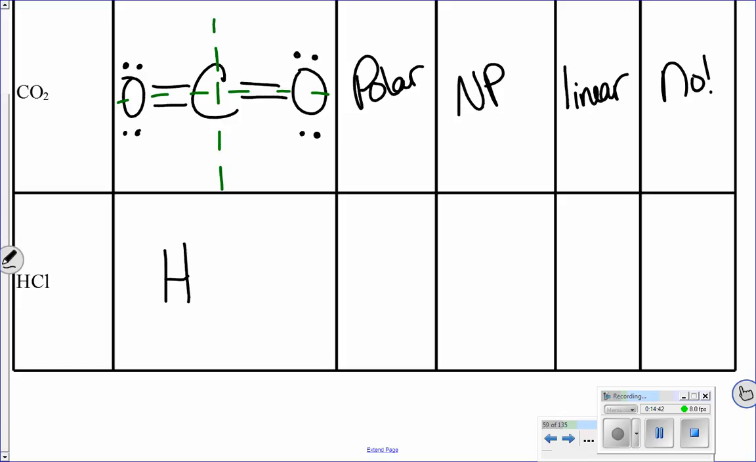Last but not least, HCl. H shows up with 1. Cl shows up with 8, or 7, sorry. So they bond like that. We get a nice simple molecule.